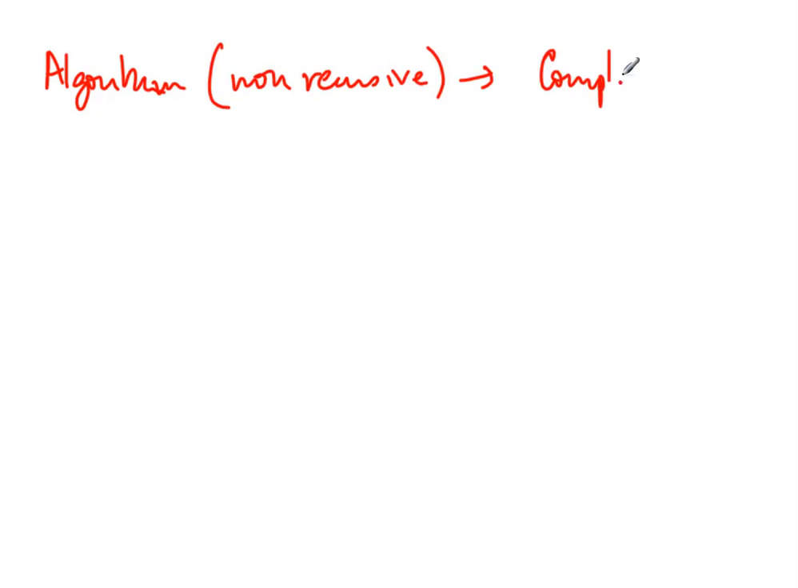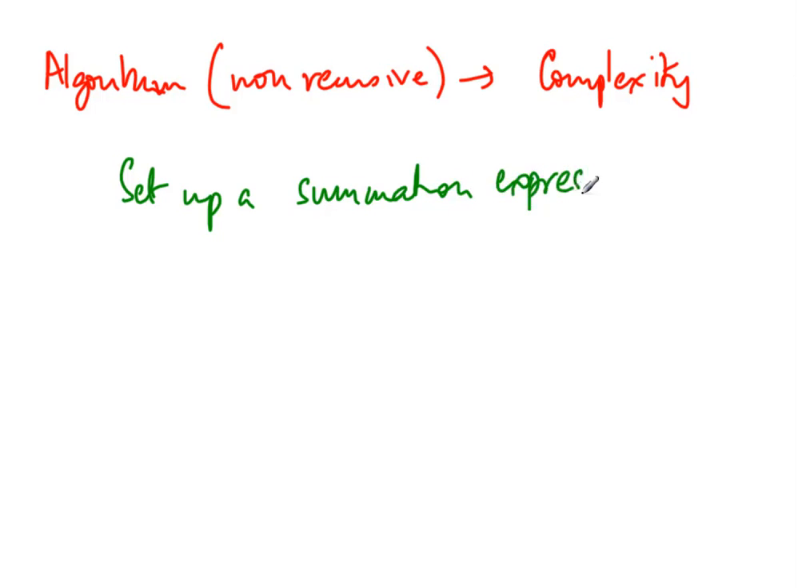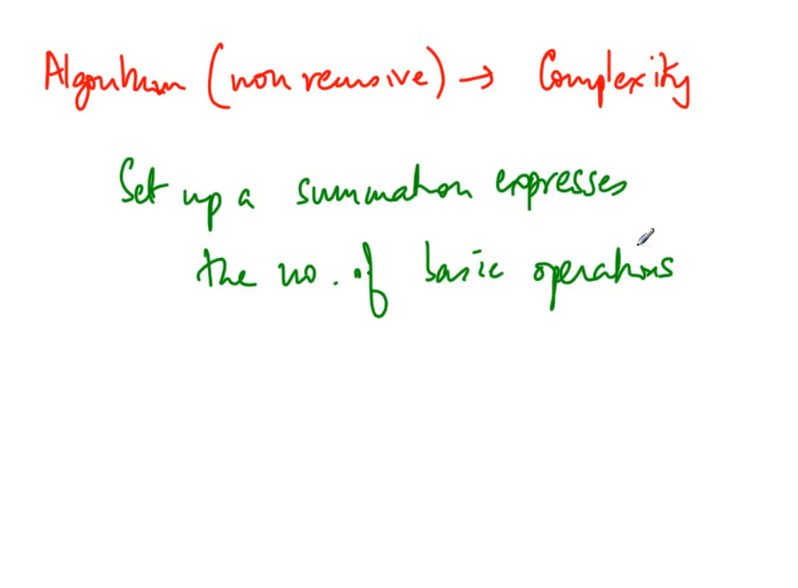So with these 4 examples, we have seen how we can start with an algorithm, which in these simple examples was non-recursive, and come up with some measure of its asymptotic complexity. The idea is that we would like to set up a summation which expresses the number of basic operations, and then we solve the summation. So this is one simple class of algorithms for which you can follow this recipe and compute the complexity. What we will see in the next section of this chapter is how to do the same thing for recursive algorithms.